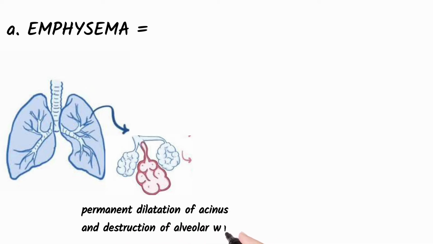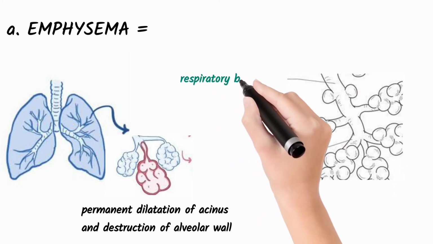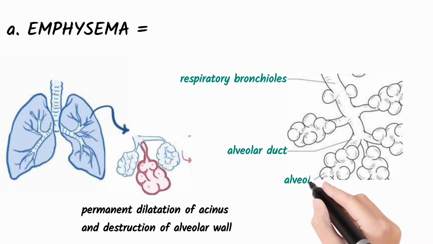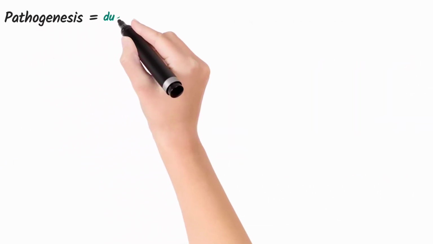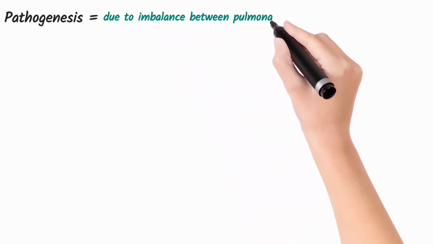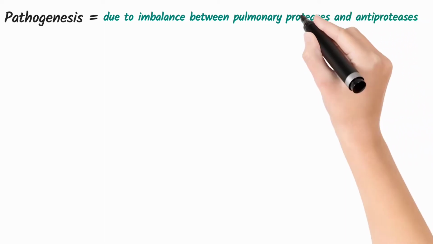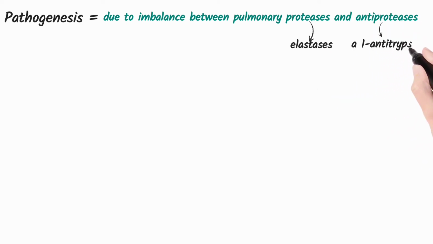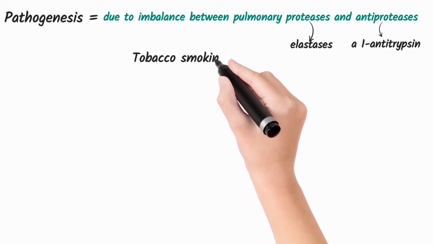Now what is acinus? This is the image of acinus, and it is composed of respiratory bronchioles, alveolar duct and alveoli. Pathogenesis of emphysema. It occurs due to imbalance between pulmonary proteases and antiproteases. Proteases like elastases can destroy the alveolar wall, while antiproteases like alpha 1 antitrypsin are protective.